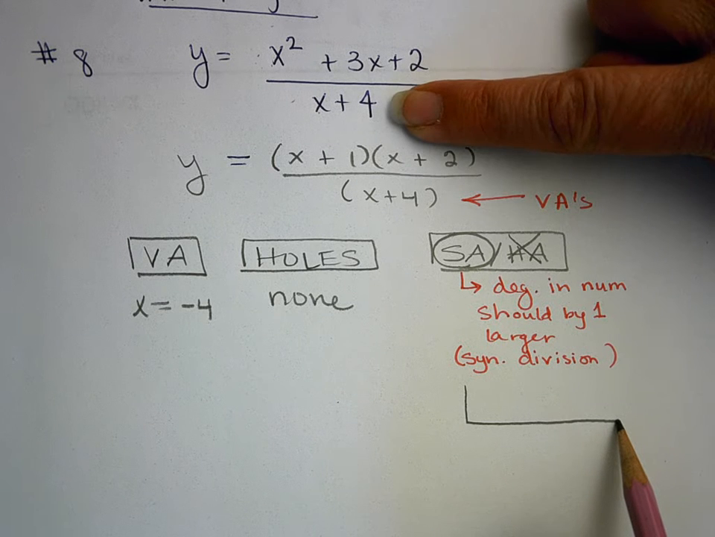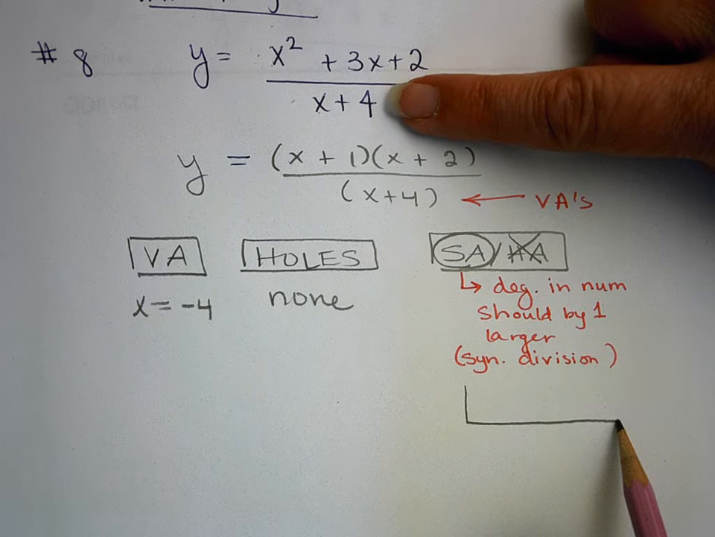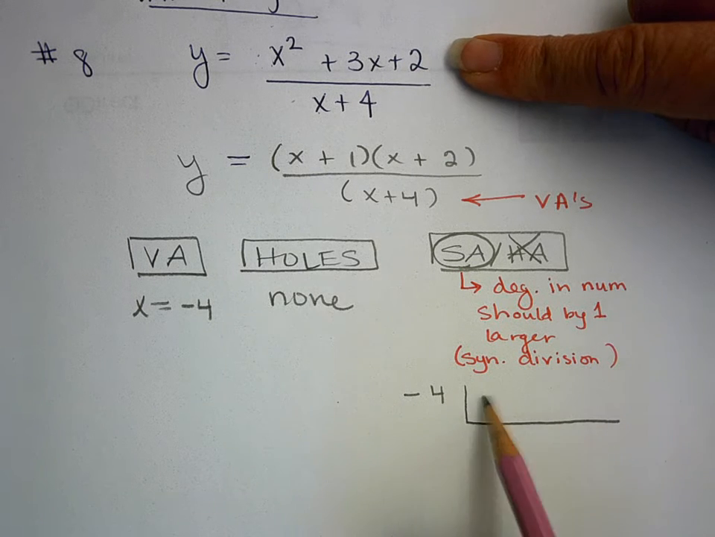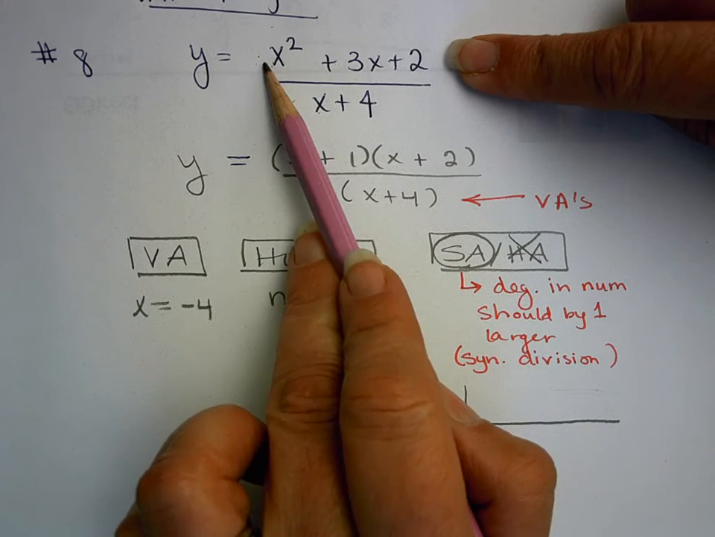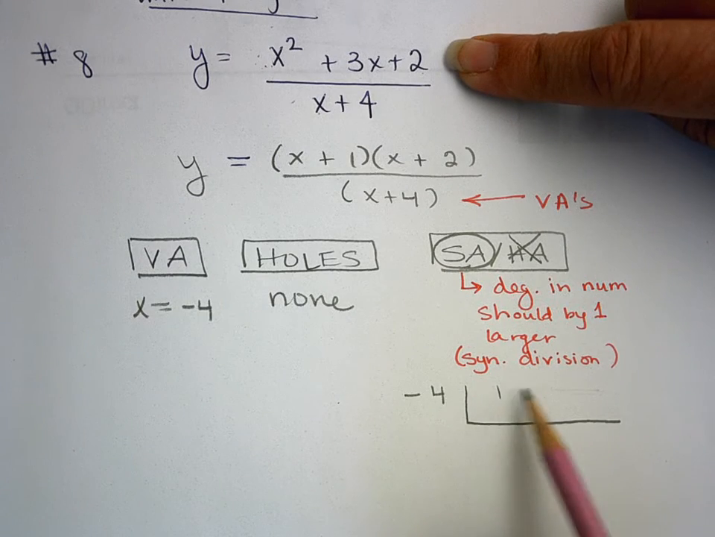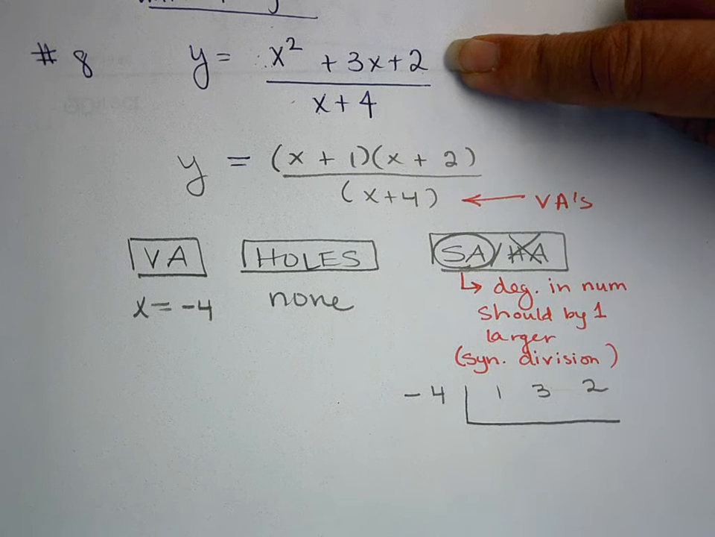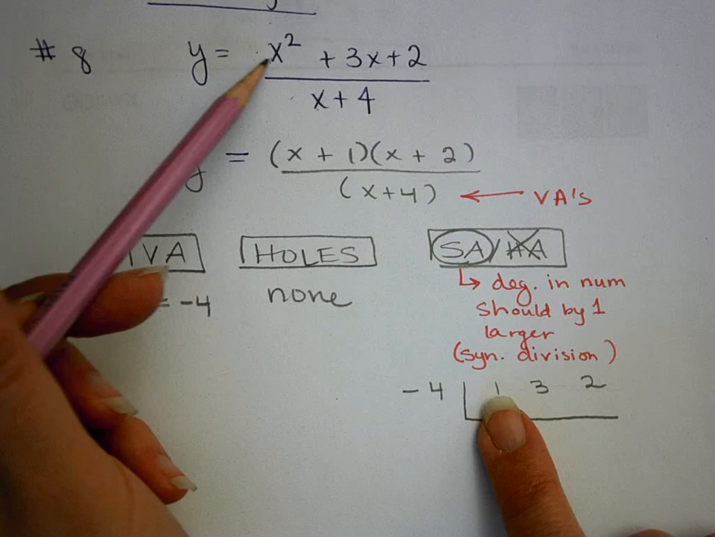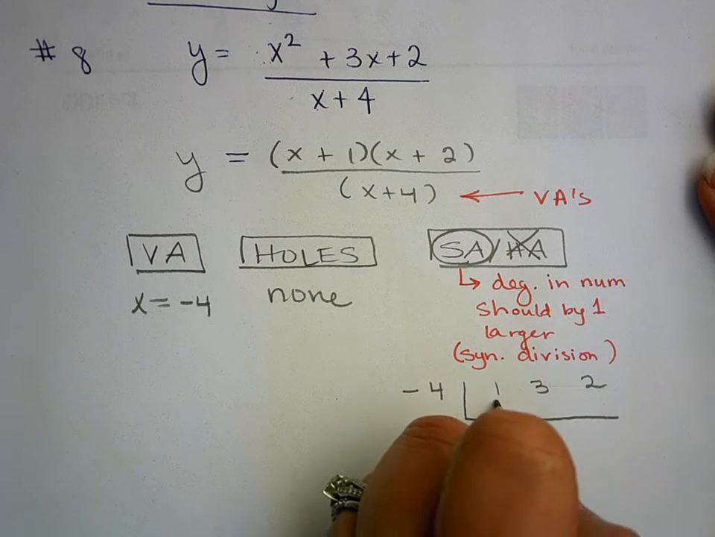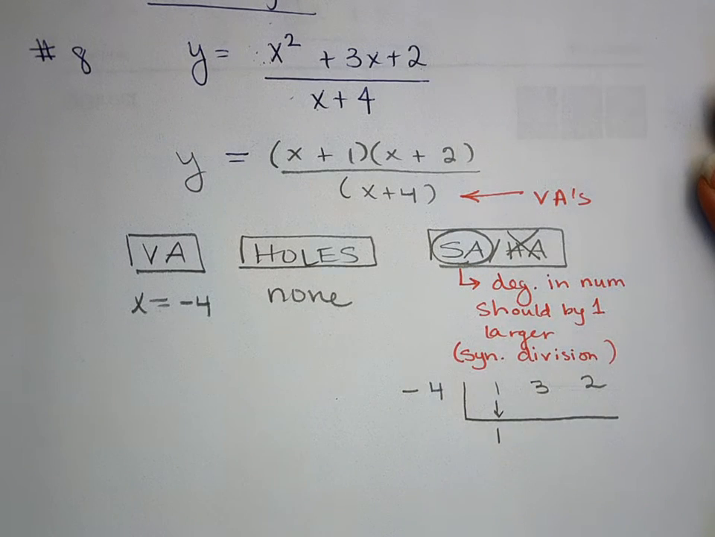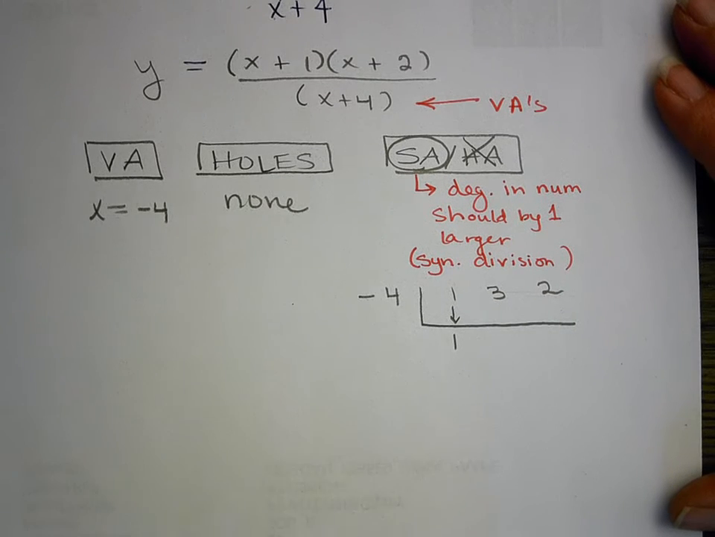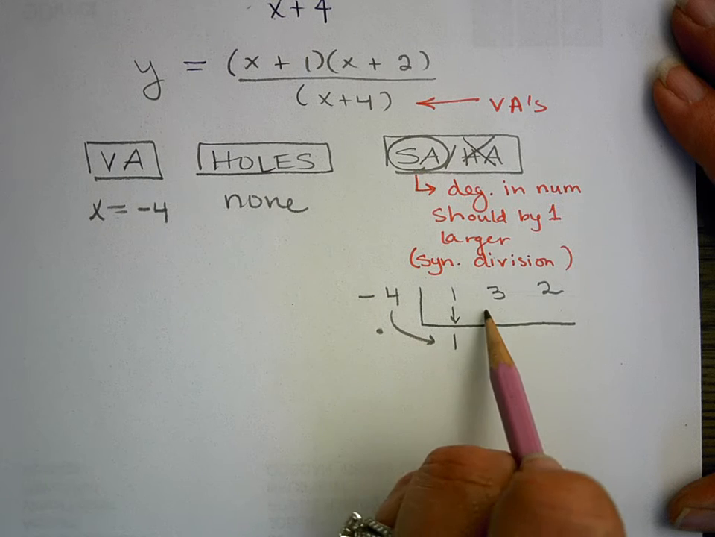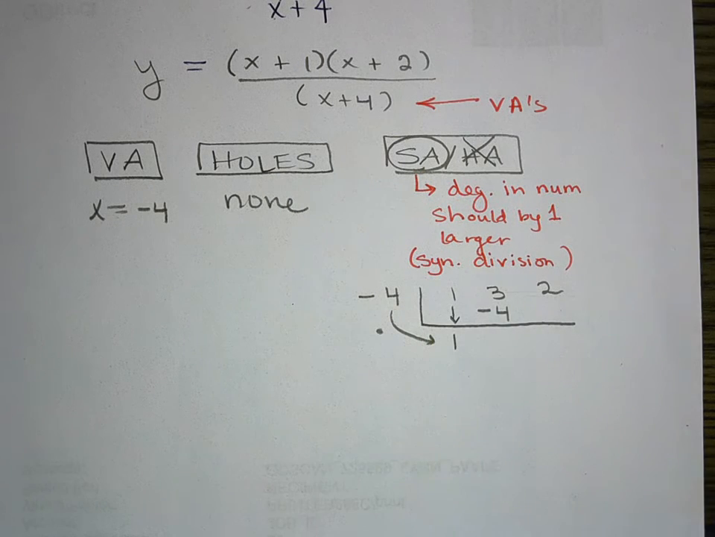So I have x plus 4 as my divisor, so the root of that, or the 0 of that, is -4. And then the coefficients go up here. So my coefficients are 1, 3, and 2. So you have -4, and then 1, 3, 2. And then we carry down the 1. And then I multiply by -4. So -4 times 1 is -4. And then I add going down.